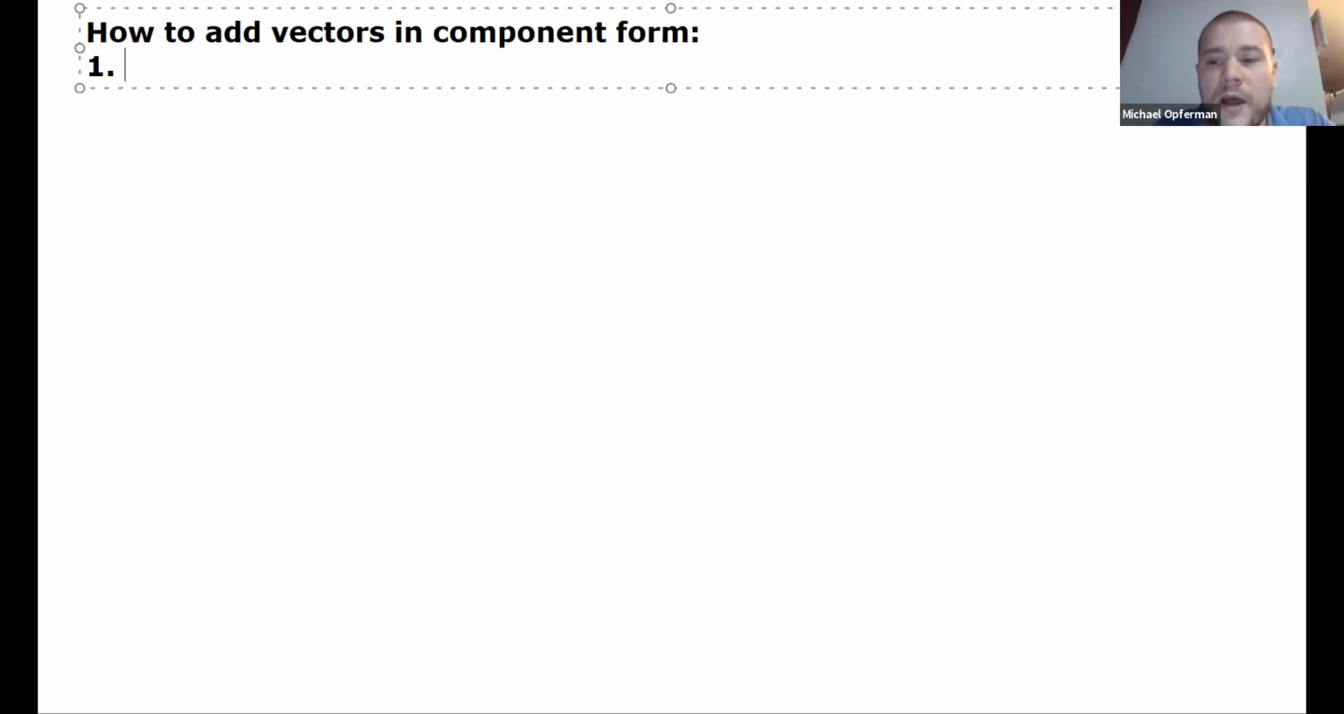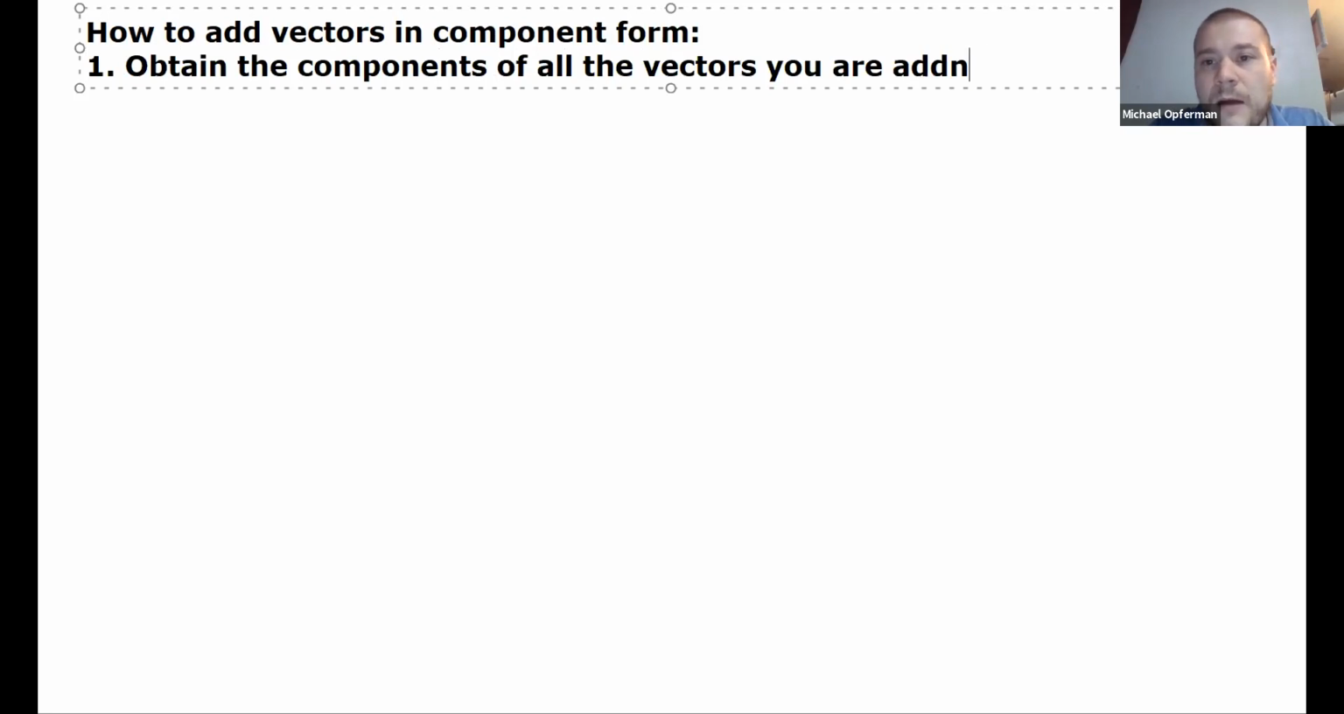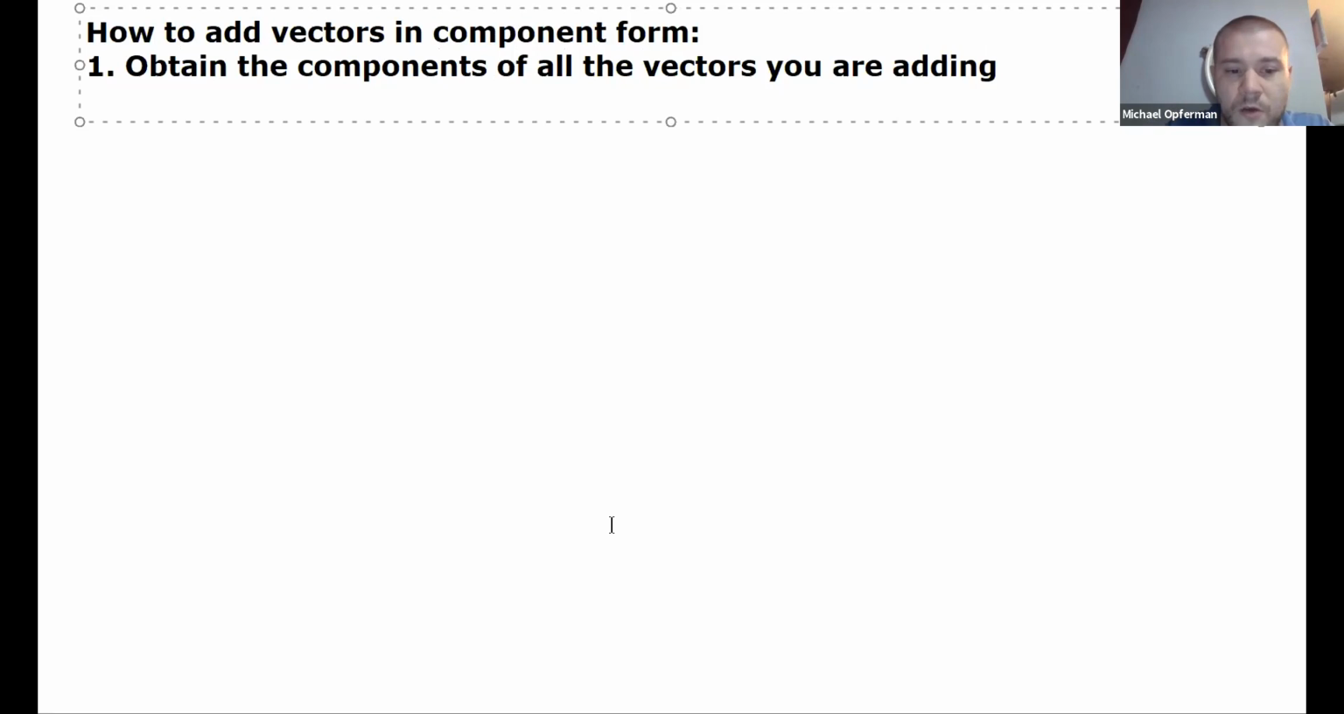Okay, step one, well, obviously the first thing you need to do is obtain the components of all the vectors you are adding. So you're going to do that using the procedure that we developed over the past few videos. Draw the right triangle, use the trigonometry, get all the components of all the vectors that are involved so that you have all the x components and all the y components.